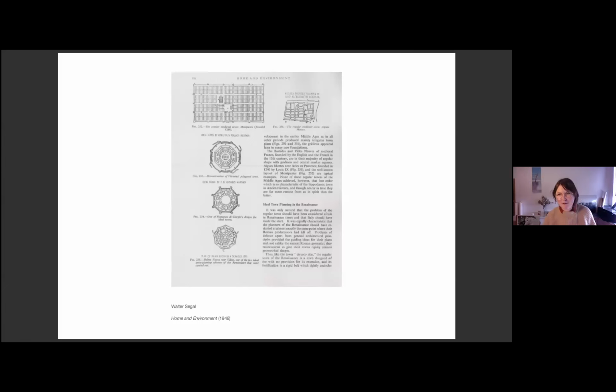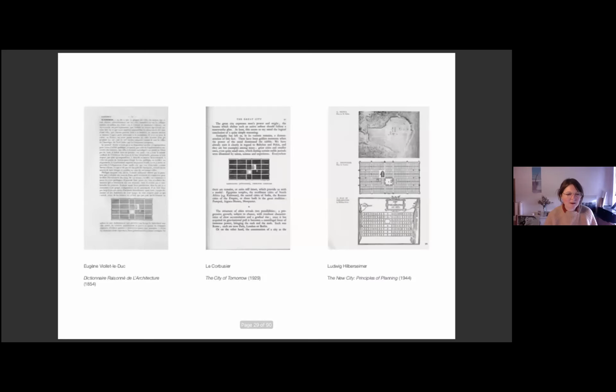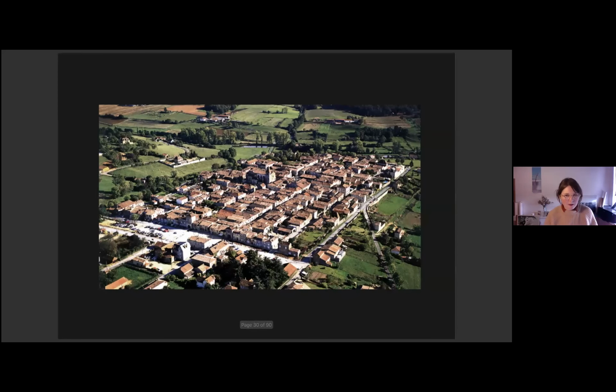So to return quickly to Siegel, among this group, Monpazier is regarded as an exemplary bastide. You find it in an enormous number of architectural texts, always repeating the same diagram, showing its individual lots, each 8 by 20 meters, its market square, the church. And here is the bastide itself, seen from the northwest.